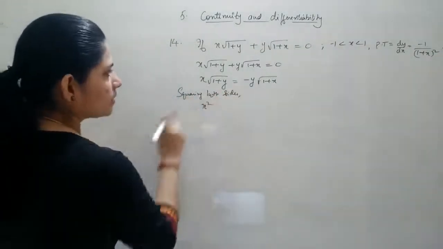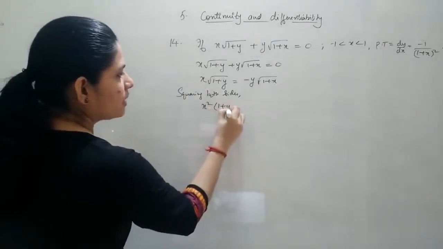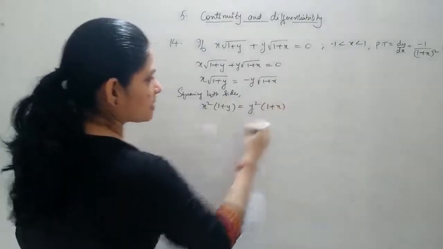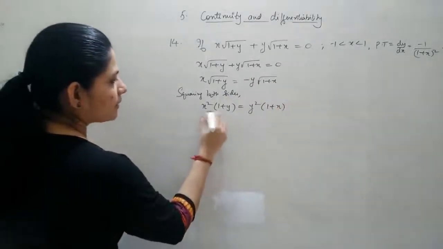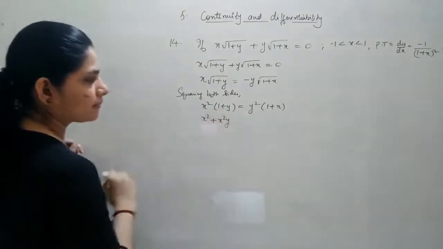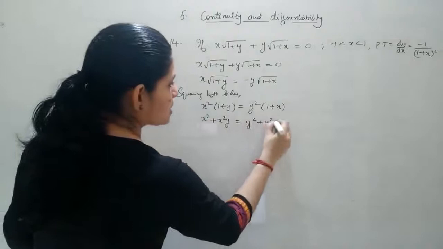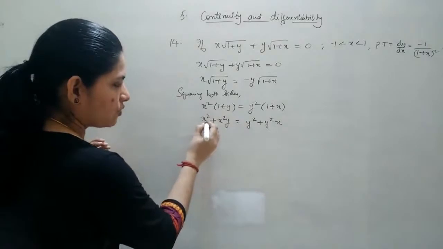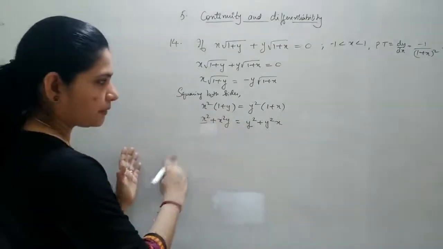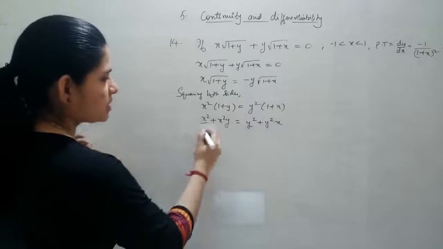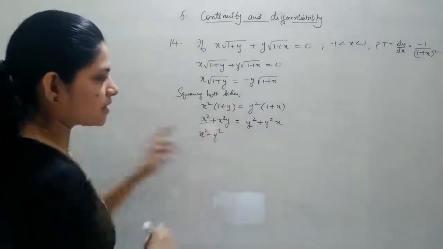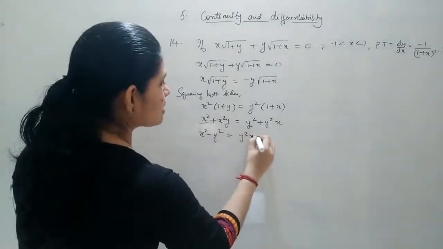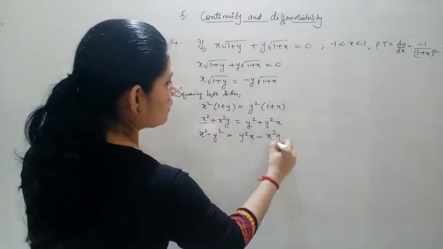This will give you x square, x will become x square, root will go, it will be 1 plus y, equal to negative will go, y will become y square, and this will become 1 plus x. Now multiplying will give you x square plus x square y is equal to y square plus y square x. Again we can simplify more. So what we are doing is x square and y square are collected together and this term will go there, so that we can just simplify them. This will become x square minus y square when y square comes to the left hand side, and this will go there. So you have already here y square x, and this will become minus x square y.